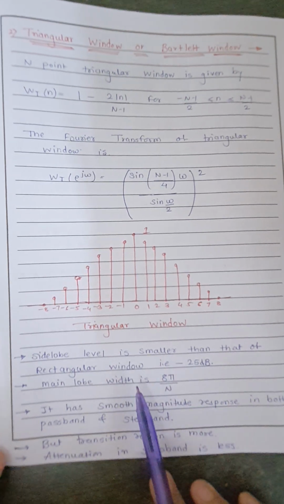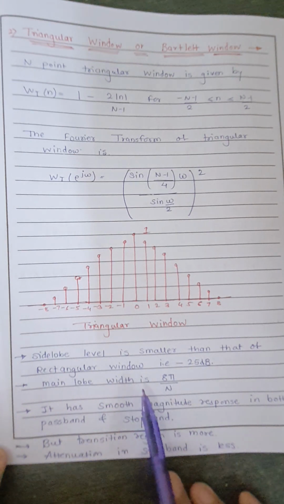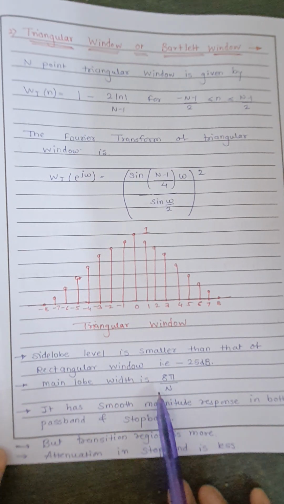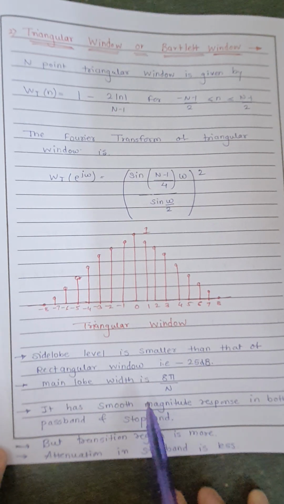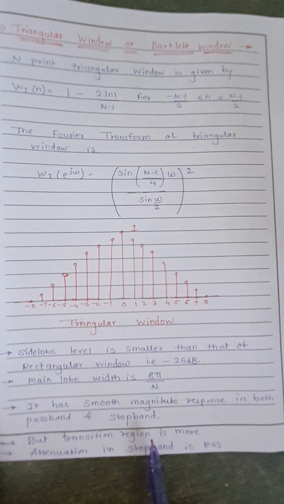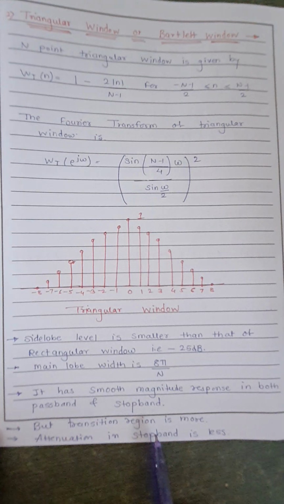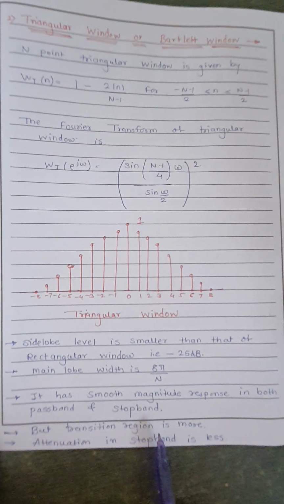If you observe the main lobe width of the triangular window, it is 8 pi divided by N, which means it is greater than that of the rectangular window. It has a smooth magnitude response in both the pass band as well as the stop band, but the transition region is larger in the case of the triangular window, and the attenuation in the stop band is also less.